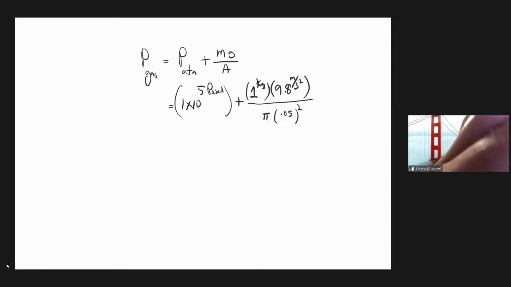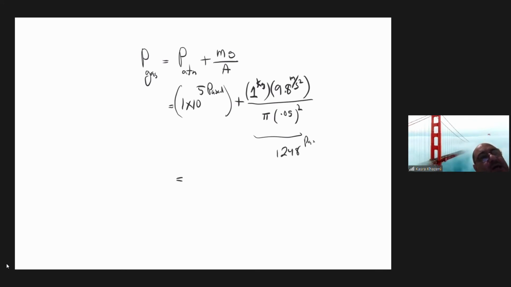All right. So what is that number? Let's calculate it. So 0.05, that's 5 centimeter, squared, times pi, times 9.8. So this is roughly 1247 Pascal. But if you look at it, let's keep it that way. But 1 kilogram is too heavy, but who cares?